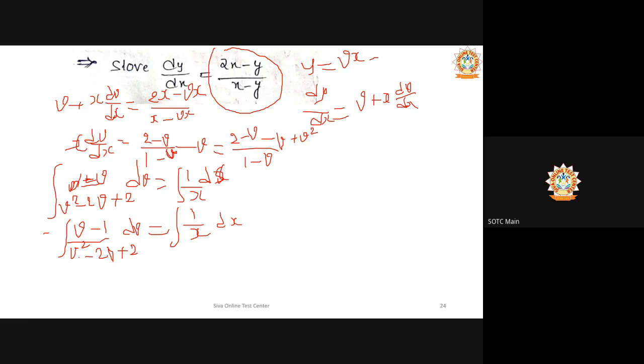Now if you see the denominator, v square minus 2v plus 2 is there. What is the derivative of this? If you consider this as f of x, then what is the derivative of this? 1/2 log of v minus 1.